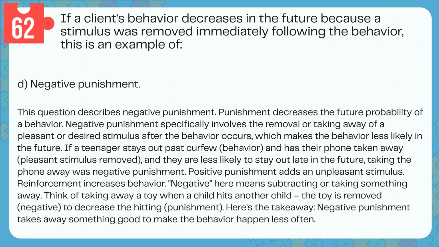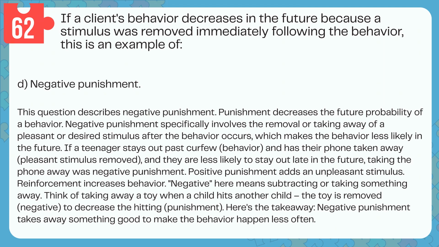Answer: D. Negative punishment. This question describes negative punishment. Punishment decreases the future probability of a behavior. Negative punishment specifically involves the removal or taking away of a pleasant or desired stimulus after the behavior occurs, which makes the behavior less likely in the future. If a teenager stays out past curfew, behavior, and has their phone taken away, pleasant stimulus removed, and they are less likely to stay out late in the future, taking the phone away was negative punishment.